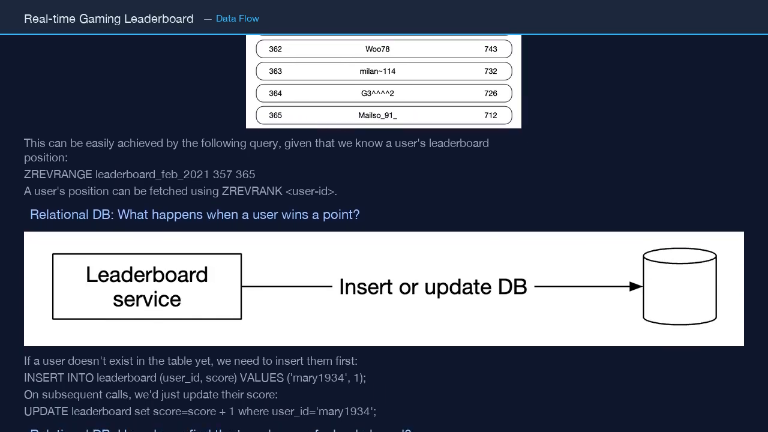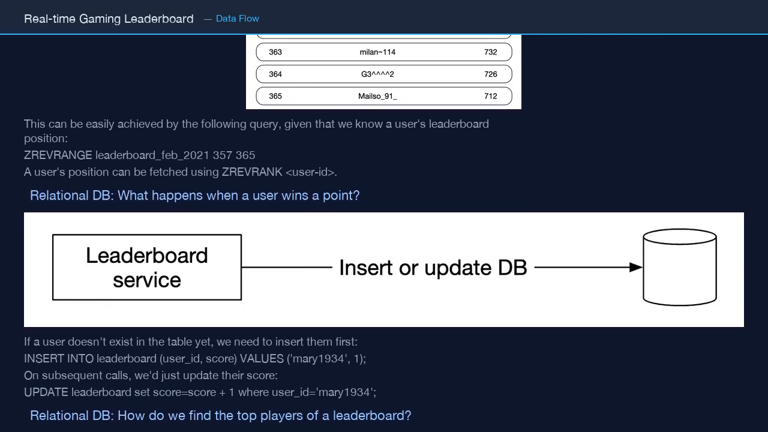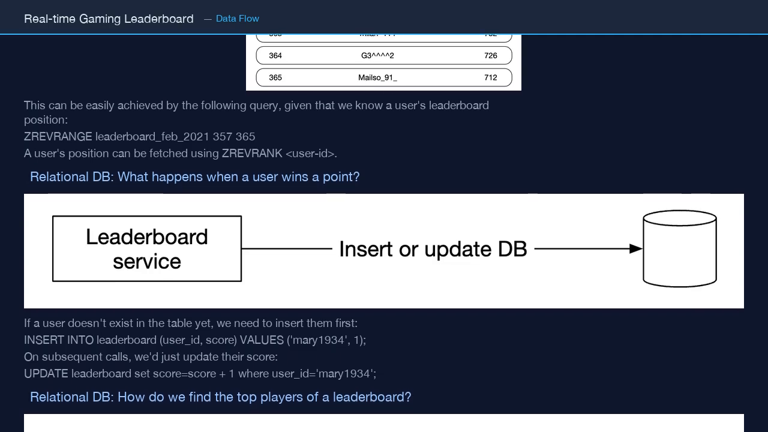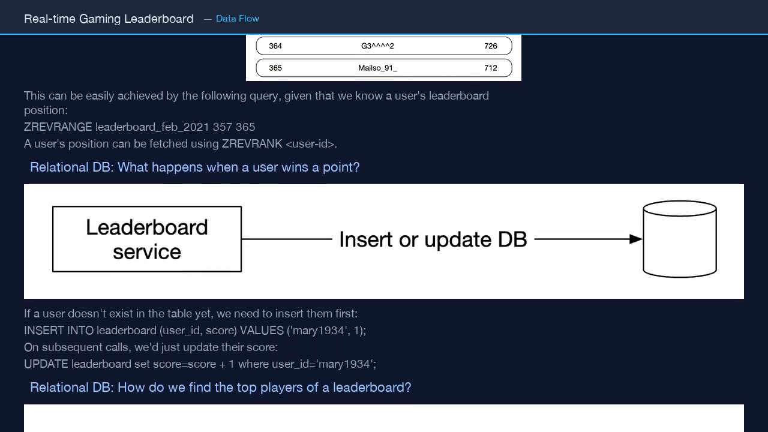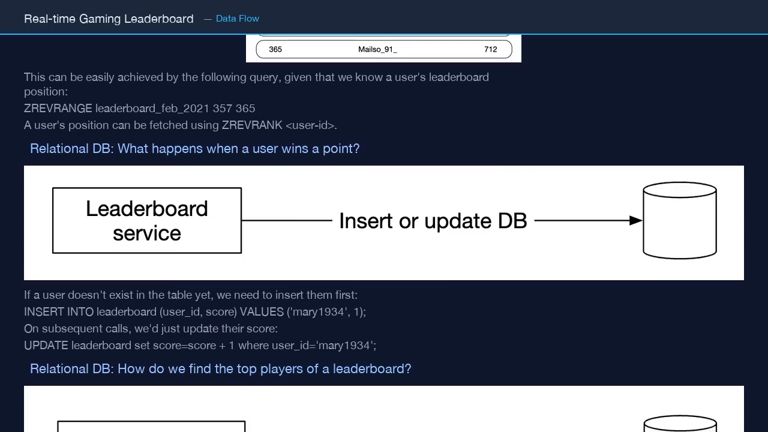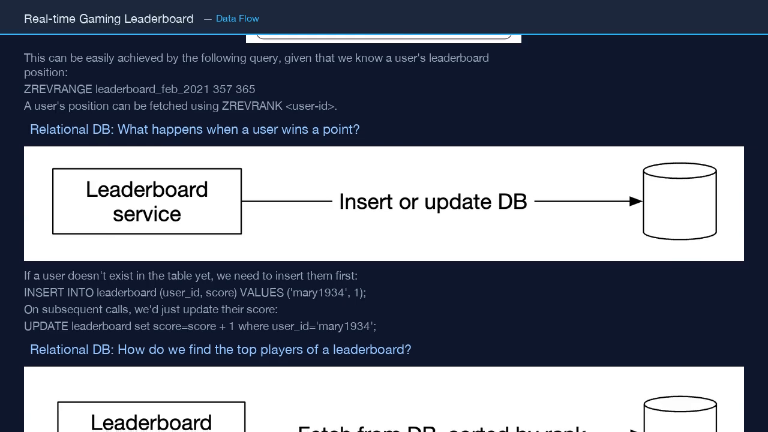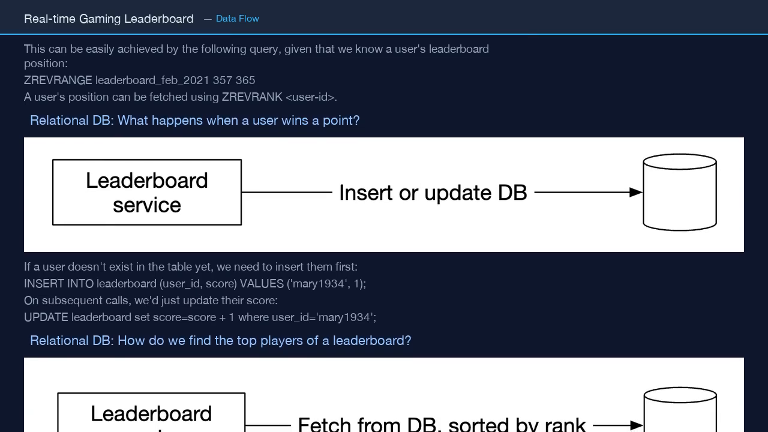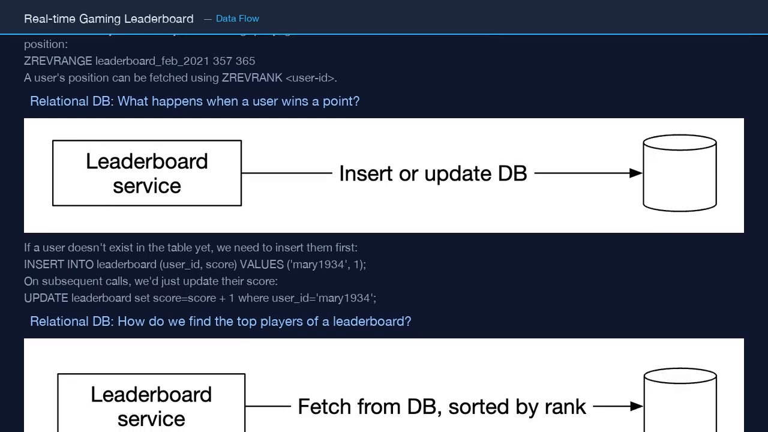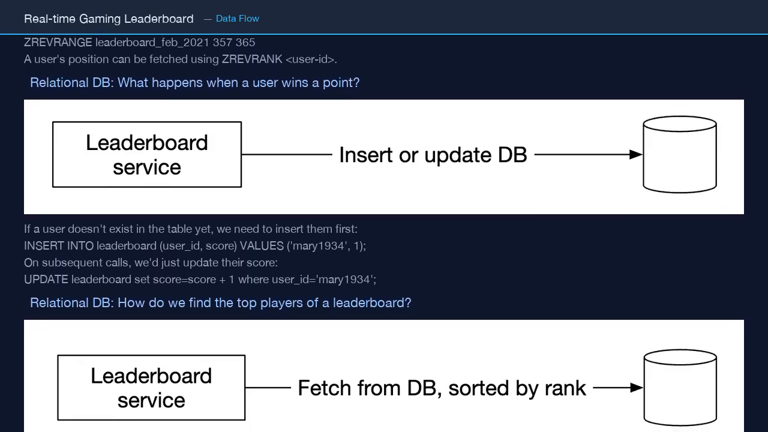Now let's look at how the same operations would work with a relational DB. When a user wins a point against a relational database, the logic branches depending on whether the user already exists in the table. If they don't, we insert them first. INSERT INTO leaderboard (user_id, score) VALUES ('Mary1934', 1). On all subsequent calls, we just increment their existing score. UPDATE leaderboard SET score = score + 1 WHERE user_id = 'Mary1934'.